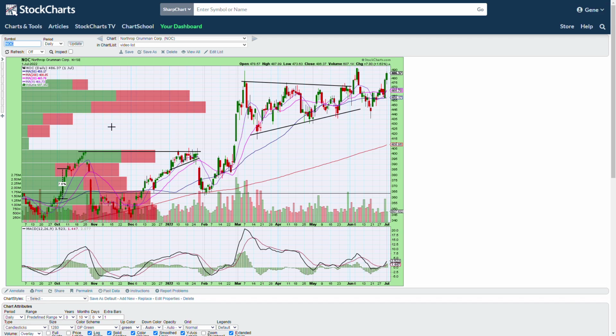NOC, Northrop Grumman, nice move up once again, waiting on the contracts to come out, and I'm sure some have already started to replace this equipment. Defensive sector, people are looking here. They're slower moving stocks, but people are looking here for places to deploy their money.